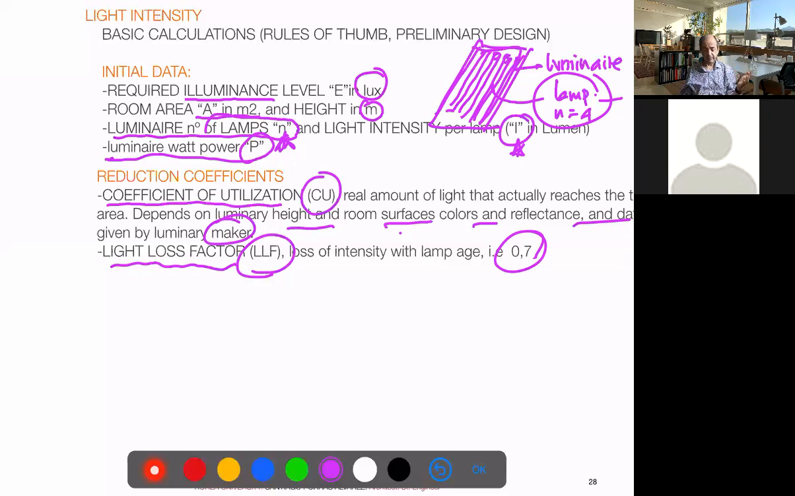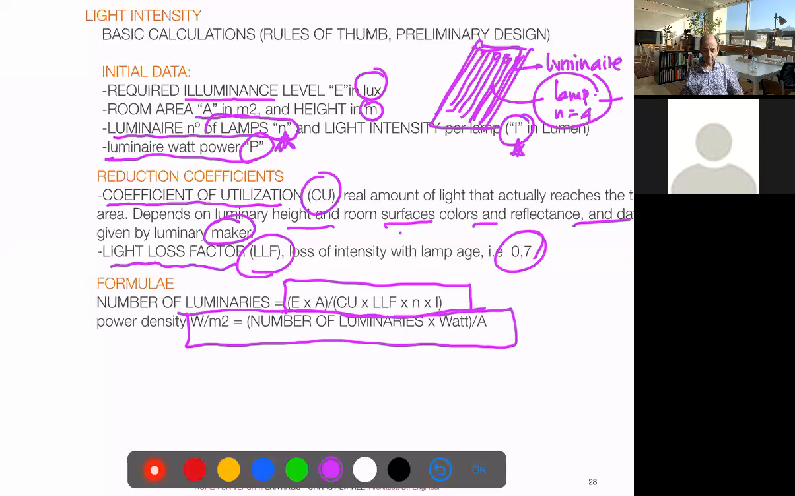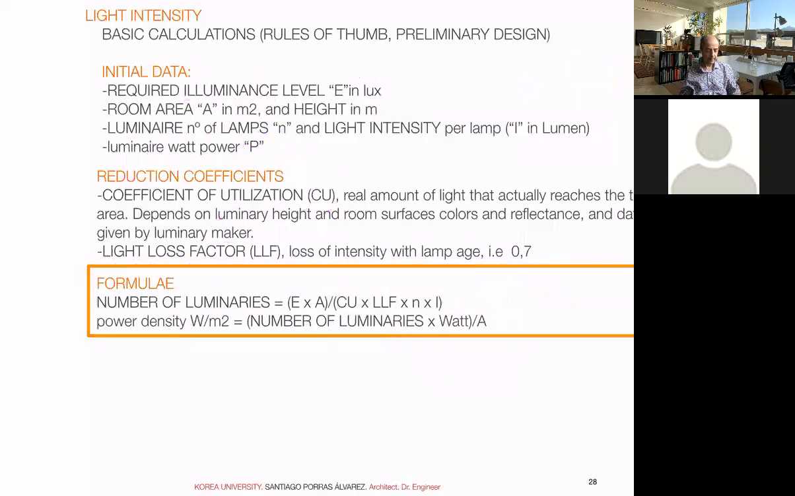And all that data, we just multiply and divide in a formula which is not surprising. If you analyze it, it is pretty much common sense. And of course, the power density is the number of luminaires times the watts of each, divided by the area. So this gives us a very useful index, which is how many watts per square meter we install. And that gives us an idea if we are using too much or too little energy. And we can change our design, the intensity, the luminaire design, or the lamps themselves, right? So it's a formula, nothing complex in that.